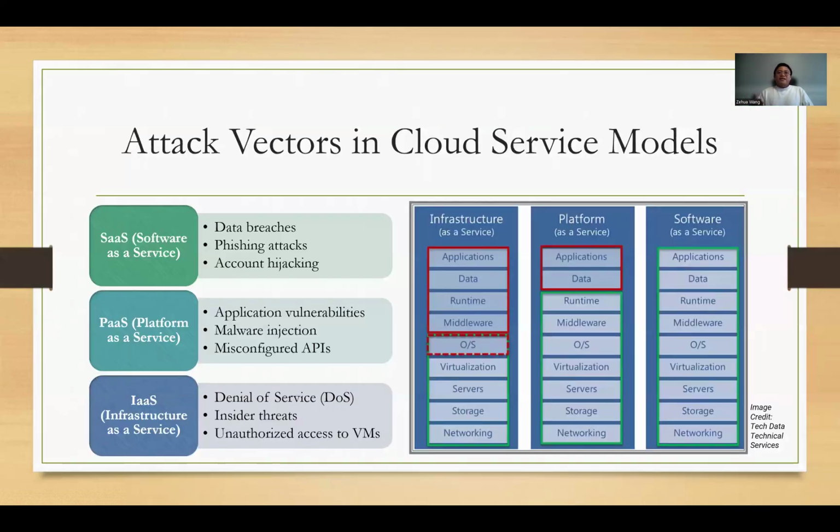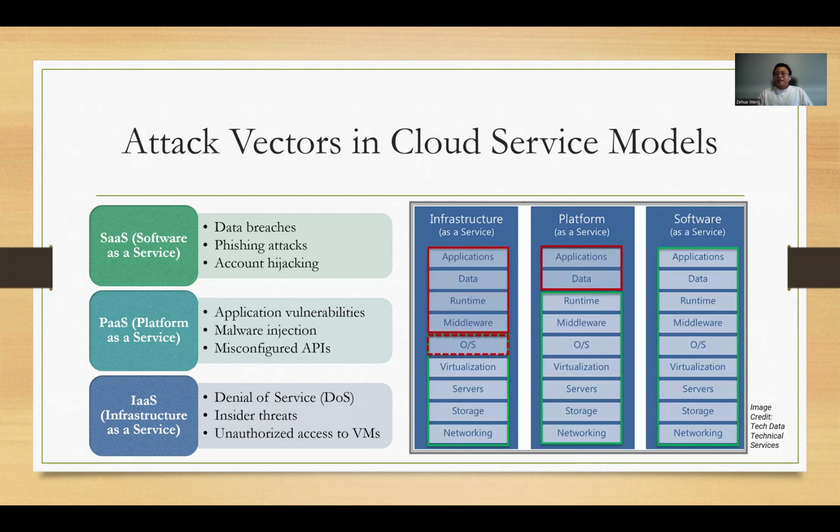Moving forward, let's discuss how attackers target the different cloud service models. We also have three cloud service models. The first one is called software as a service, or SaaS. The second one is called platform as a service, and the last one is infrastructure as a service. For software as a service, the primary vulnerabilities come from its user-centric nature. Attackers often exploit weak passwords, phishing attacks, or shared credentials to get access to sensitive data.